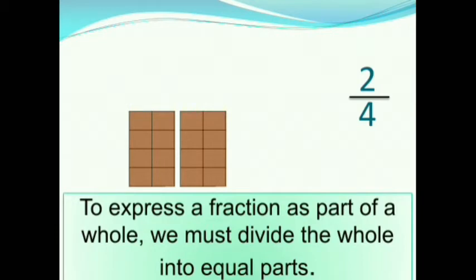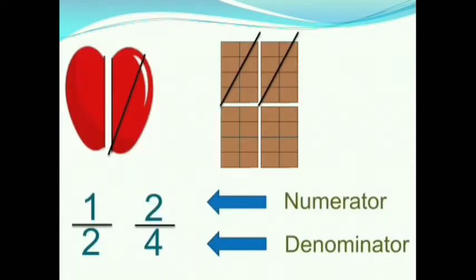Here we have a chocolate. This chocolate is divided into 4 equal parts. So the denominator will be 4. 2 parts of the chocolate are taken out. So the numerator will be 2. To express a fraction as part of a whole, we must divide the whole into equal parts. Therefore, fraction means a whole divided into some parts and some parts taken out. As you can see in the above examples, the apple is divided into two parts and one part is eaten. And the chocolate is divided into 4 parts and 2 parts are eaten.